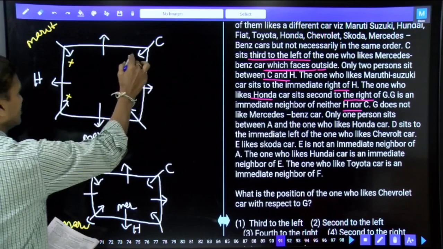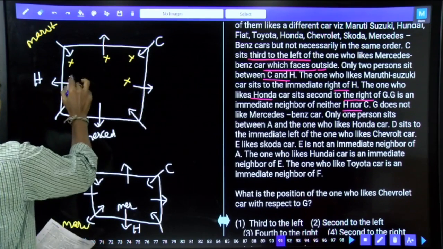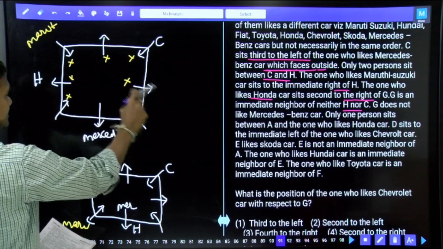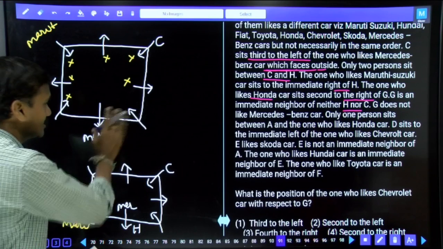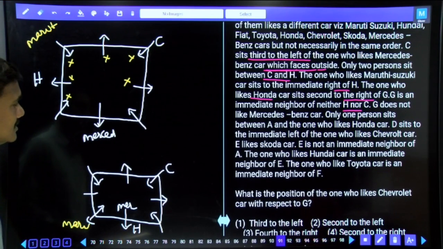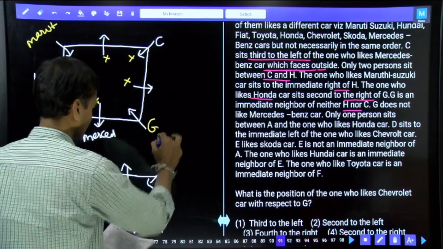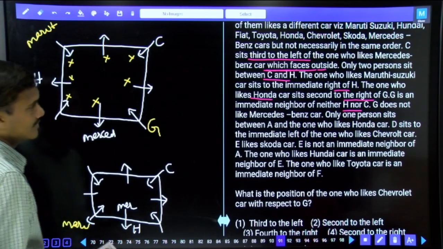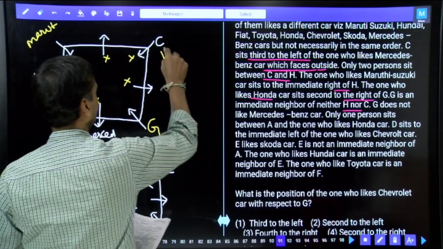G cannot be in these two places, cannot be here. G cannot be in these places, isn't it? 1, 2, 3, 4, 5, 6. G cannot be at any one of these 6 places, and G could be either here or here. Then G does not like Mercedes. G cannot be here, hence finally G must be here. If G is here, and the one who likes a Honda car sits second to the right of G, now this C is Honda.